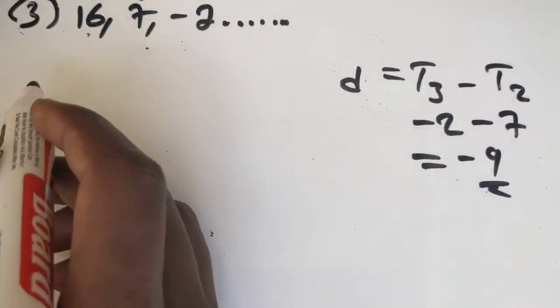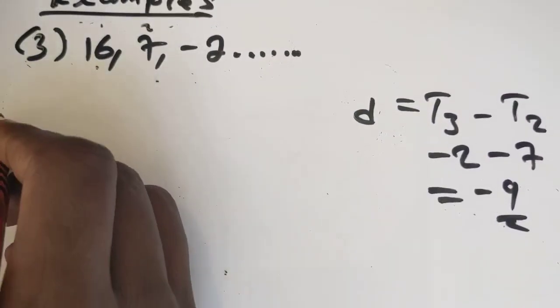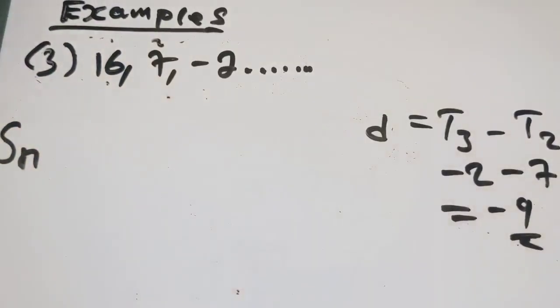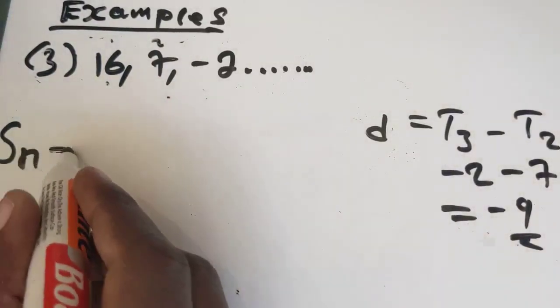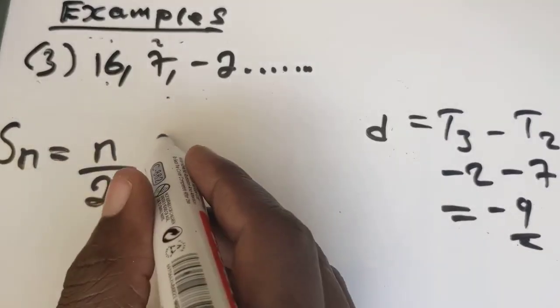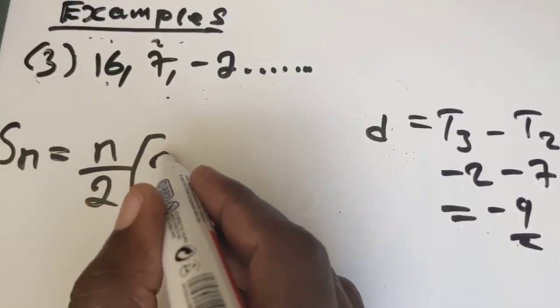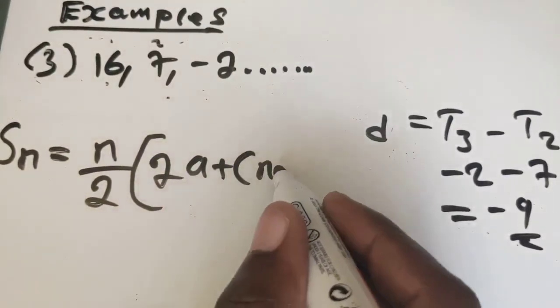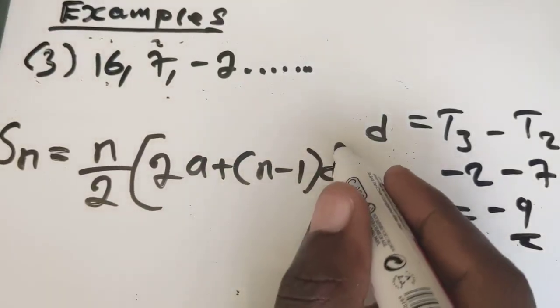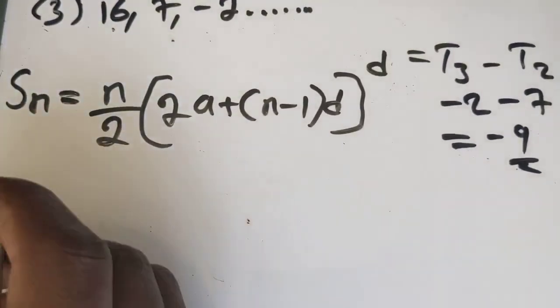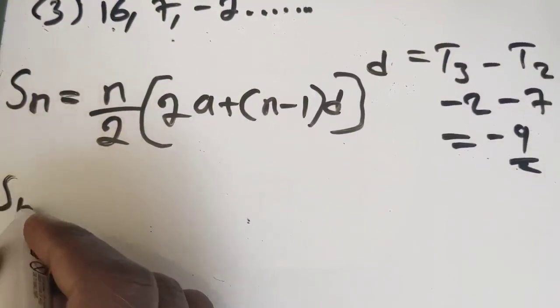Okay, so now the sum of the 10th term. You say Sn is equal to n over 2, open bracket, then 2 multiplied by that formula, a plus, open bracket, n minus 1, then d, then you close the bracket like that. They're asking you to find the sum of the 10th term, like that.